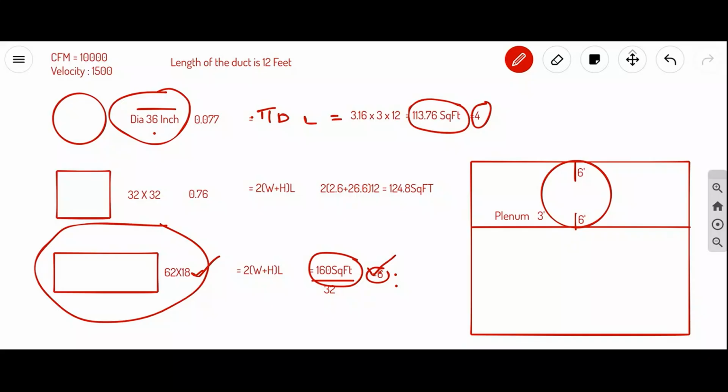Why? Because round ducts are more efficient compared to square or rectangular, and round ducts will take less material to manufacture compared to square or rectangular. It consumes less material as well as it has less contact area, so the running cost of the project will be decreased. Hope I am clear, right?